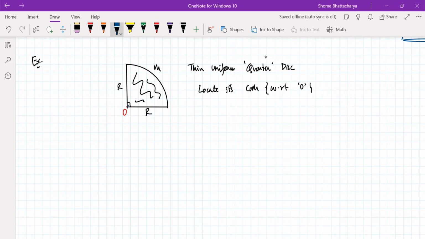So you take the symmetry axis as one of our coordinate axes, let's say as our x-axis. So our center of mass will lie on the x-axis. And now we take quarter rings like this. So the quarter ring's center of mass will be somewhere here. So this quarter ring is of radius r and thickness dr.